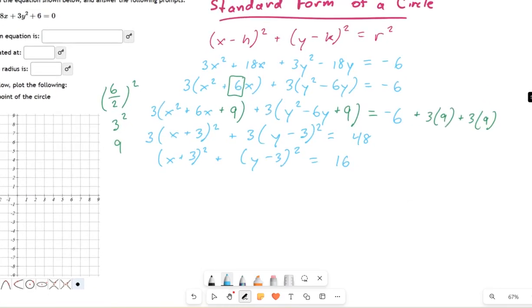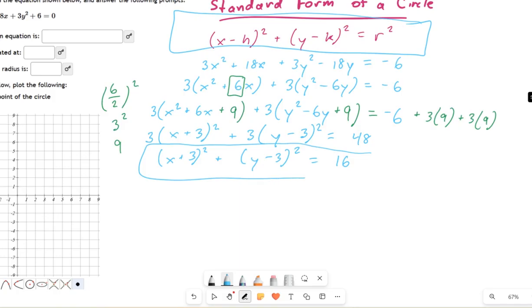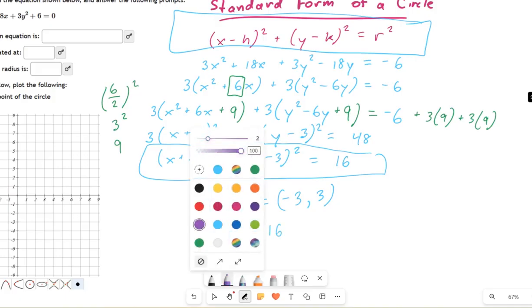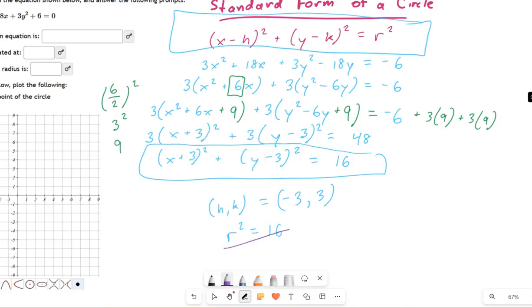So now if you notice, compare again to our standard form equation. I've got this thing in standard form. And this right here tells me that h comma k, in other words, the center of the circle, is going to equal negative 3 comma 3. And r, the radius, well, r squared is 16. So if r squared is 16, I don't really care about r squared too much. I'm going to knock that out and say, okay, r equals 4.